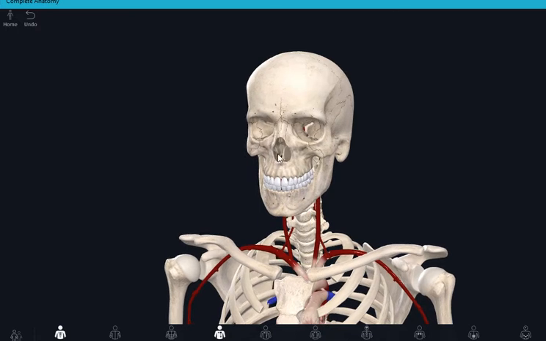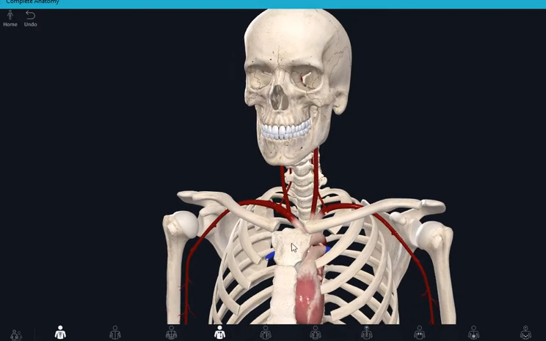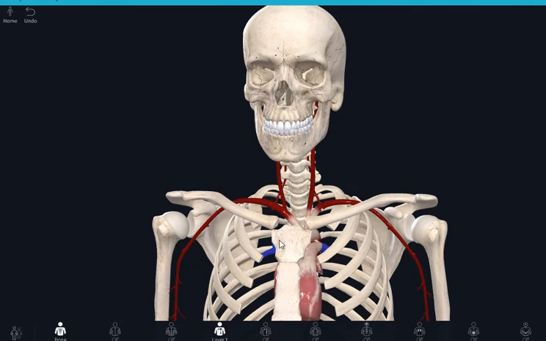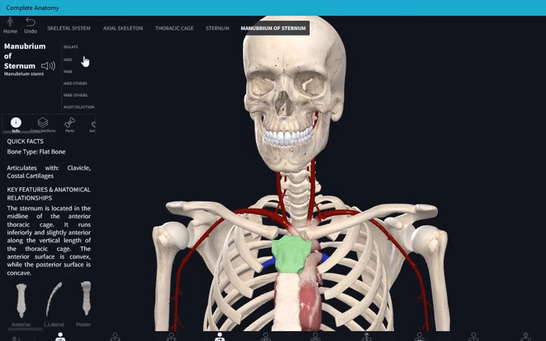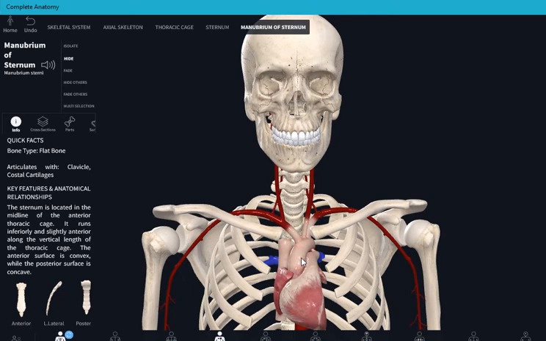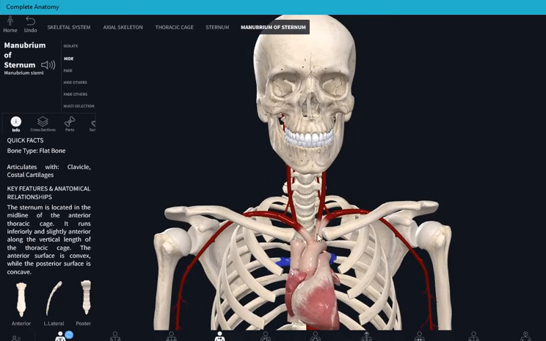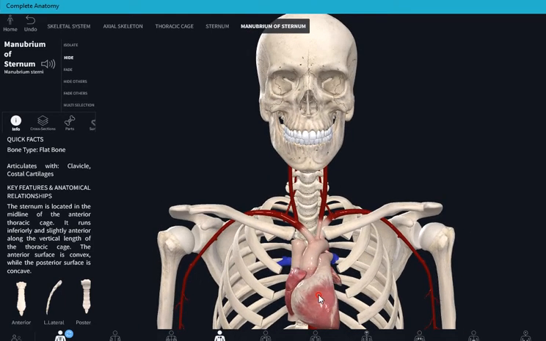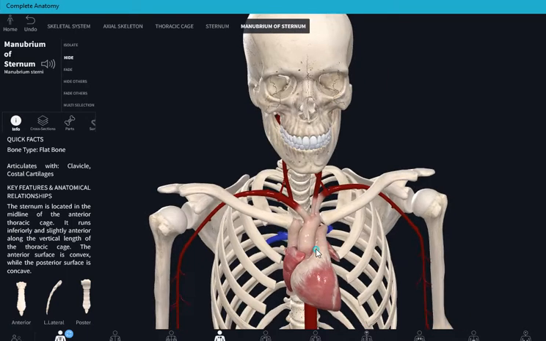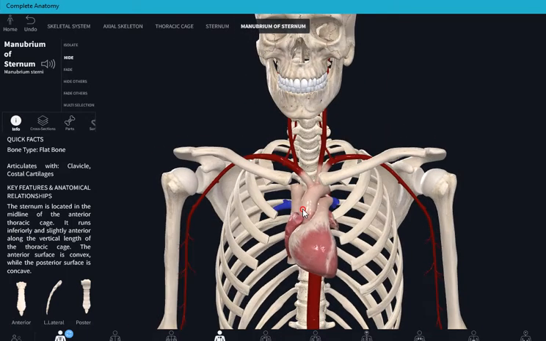You need to know that the vasculature of the body starts at the level of the heart. If I remove this muscle here and this bone here, so I hide the sternum, you can see the heart quite clearly. So this is the heart in front of us here.